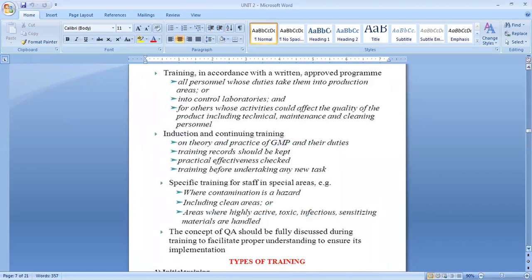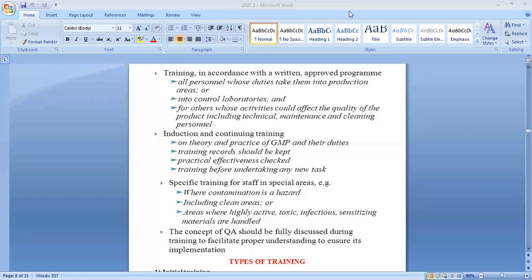Training in accordance with a written approved program, all persons whose duties take them into production areas or into control laboratories, and for others whose activity could affect the quality of the product, including technical, maintenance and cleaning personnel.